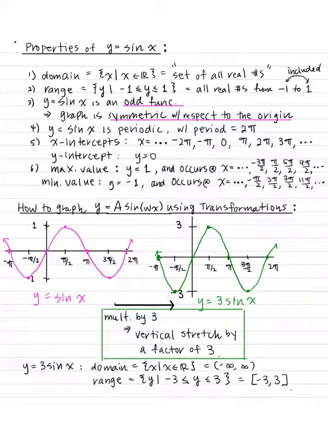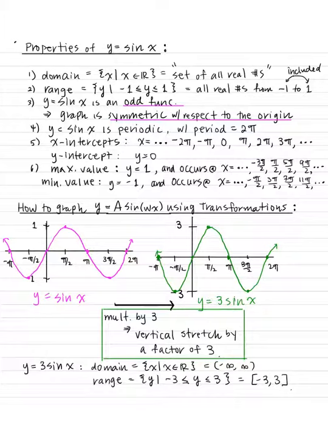Okay, so now, before we get to the cosine graph, we're going to have to learn how to graph y equals a sine of omega x, but you can call it wx, using the transformations. Okay, so first let's look at the left-hand side of the graph, y equals the sine of x. So the range was from -1 to 1. And now let's look at the right-hand side of the graph. Do you see that the function now is y equals 3 times sine of x?